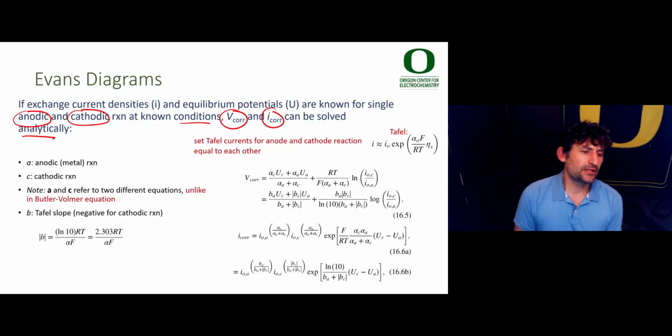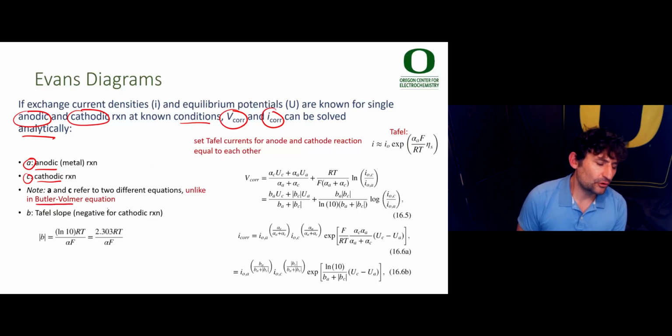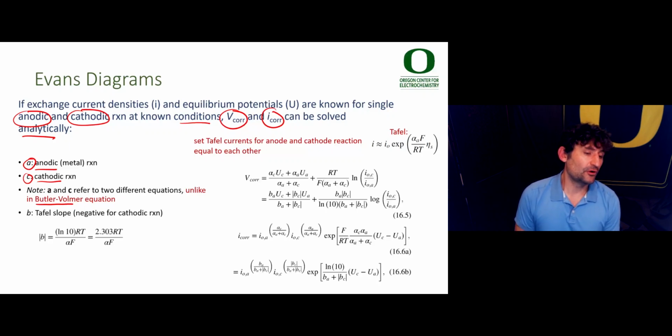Let's get some nomenclature out of the way. We're going to call little a and little c the anodic reaction and the cathodic reaction. So you'll see these subscripts here. Do not be confused about how they correspond to the anodic and cathodic branches of the Butler-Volmer equation. These are not two branches of the same chemical reaction, the same kinetic expression. They are referring to different reactions, the anode reaction and the cathode reaction.